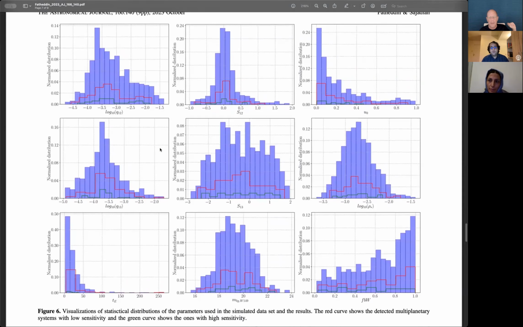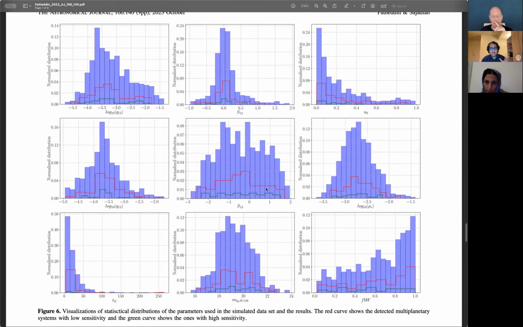These statistics show the statistical distribution for the parameters involved in our simulation. For example, we have the mass ratios for both planets, the impact parameter, and the angular separations for each lens object. As Professor Sajadian explained in section 2.